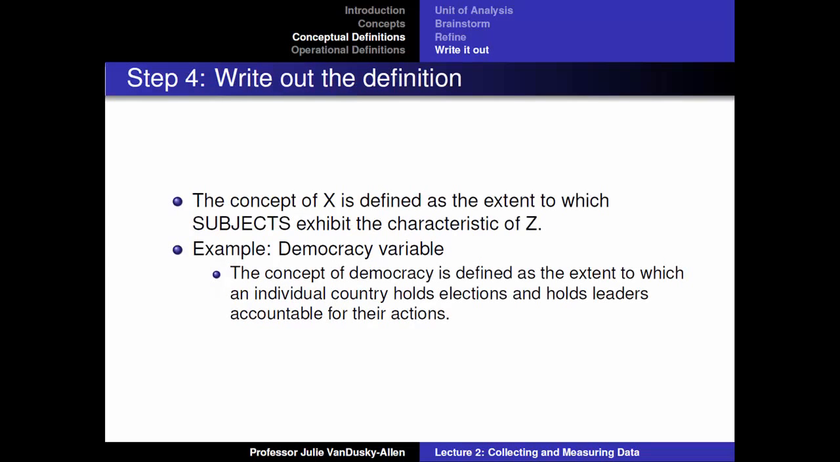After we modify our list of measurable properties, we write down our conceptual definition. You can use the following template to write down a conceptual definition. The concept of X is defined as the extent to which subjects exhibit the characteristics of Z. So using our democracy example, we would write, the concept of democracy is defined as the extent to which an individual country holds elections and holds leaders accountable for their actions.